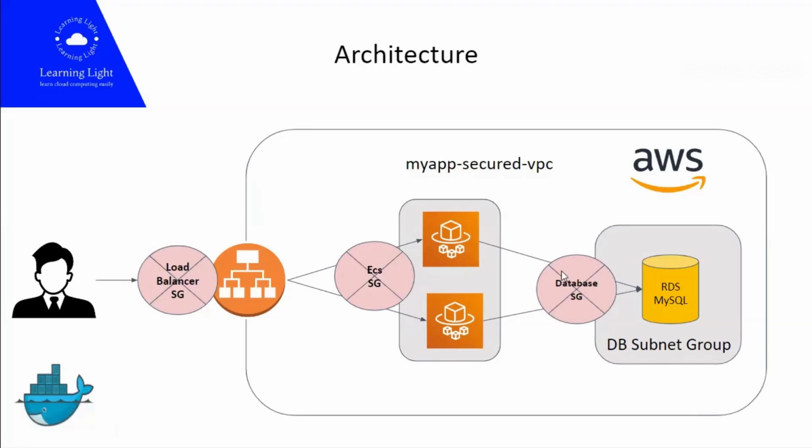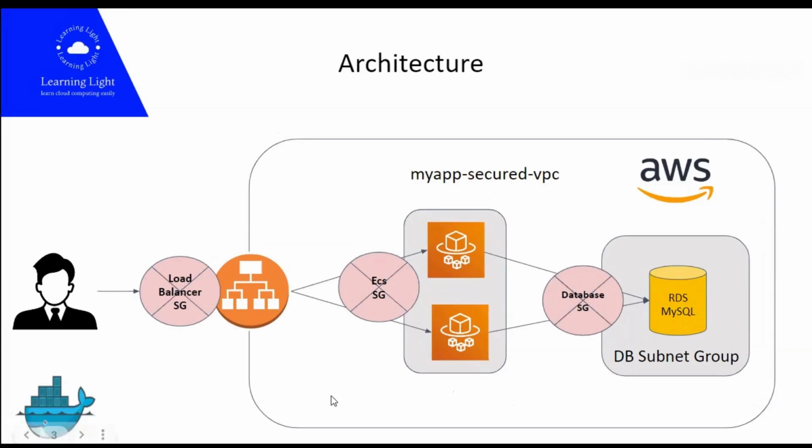Also, we have the database security group, which only allows the connection from the ECS security group to port 3306. So we have kept everything very secure and specific so that no other connection from the external world or internal inside the VPC can reach the RDS or ECS containers.